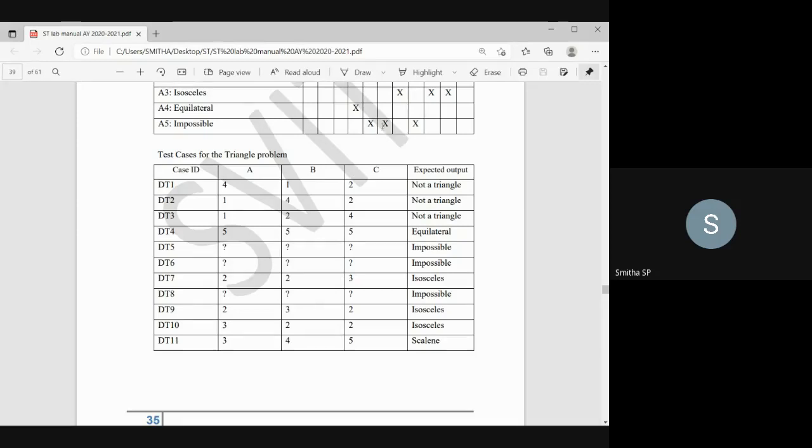Then looking into the decision table, write the test cases and check with it.